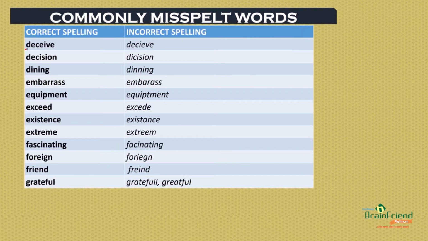Also, we have the word deceive, spelled D-E-C-E-I-V-E, wrongly spelled as D-E-C-I-E-V-E. We have the word decision, spelled D-E-C-I-S-I-O-N, wrongly spelled as D-I-C-I-S-O-N. Remember, we said some words are wrongly spelled because of the way they are being pronounced. Next, we have dining, spelled D-I-N-I-N-G. It is wrongly spelled as D-I-N-N-I-N-G.